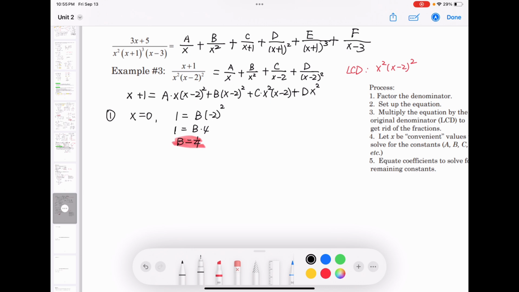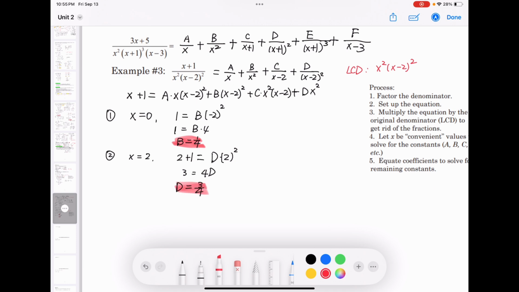And the second, let's find another coefficient using a convenient value. From here, x minus 2 is equal to 0, so x is equal to 2. The equation is 2 plus 1, which is 3, is equal to... which parts are zeros? Here is 0, here is 0, here is 0. I can solve for d. So we have d times 2 squared. We have 3 is equal to 4d, so d is equal to 3/4. We can highlight this value.